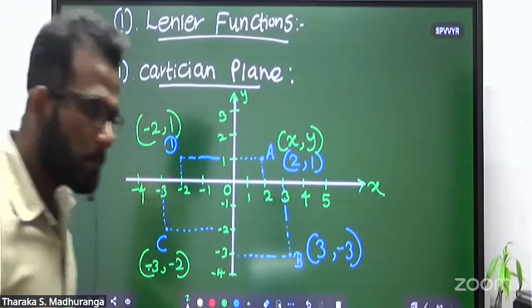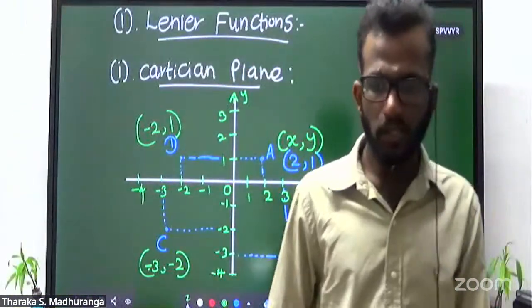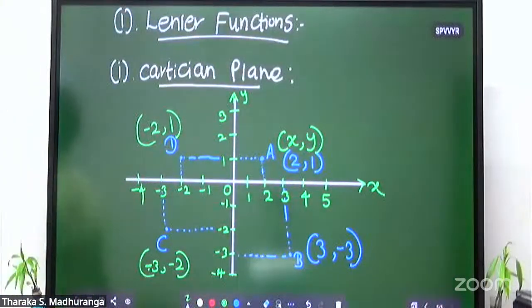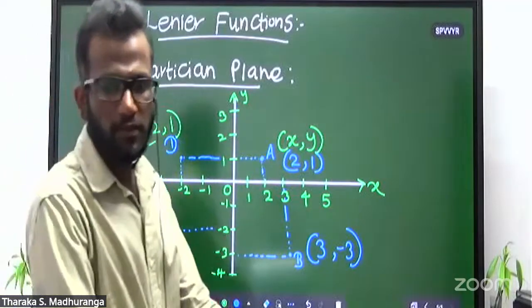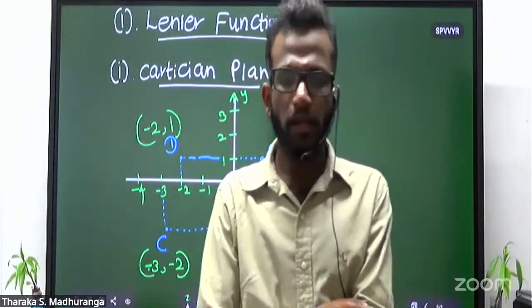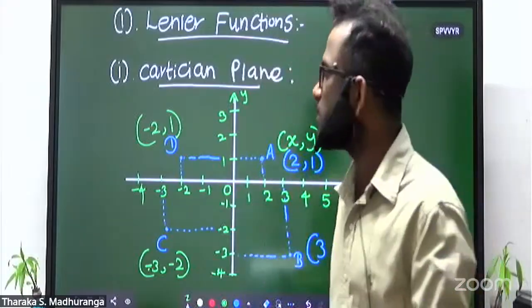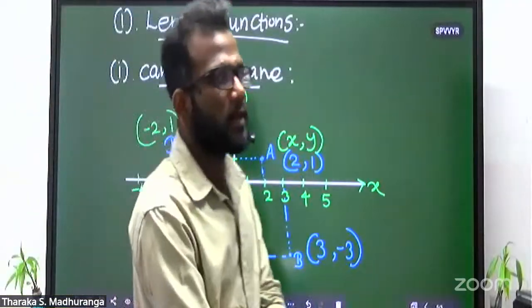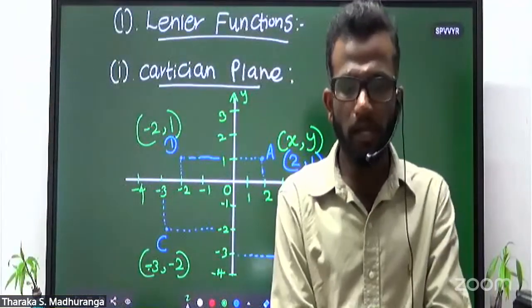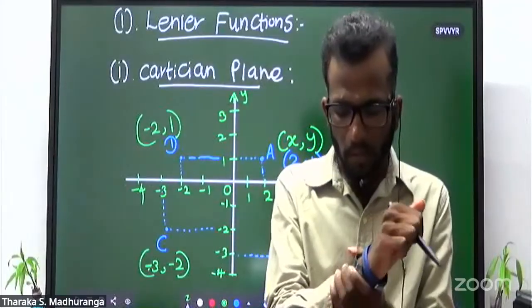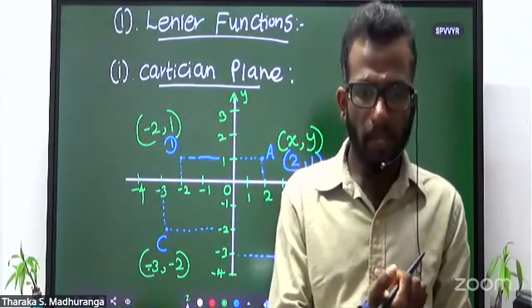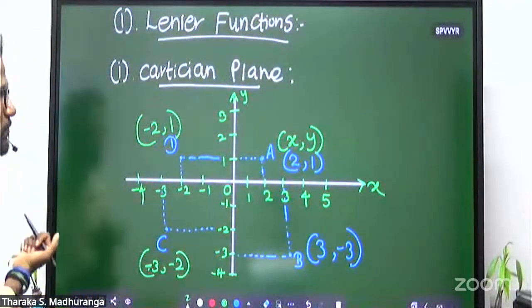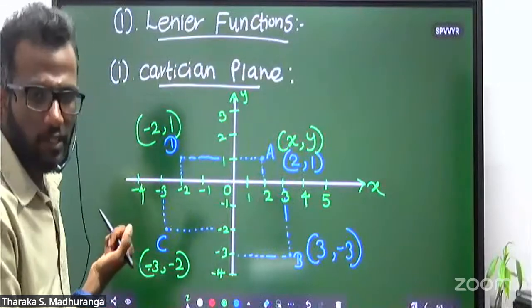The relationship between x and y axis is called the Cartesian plane.